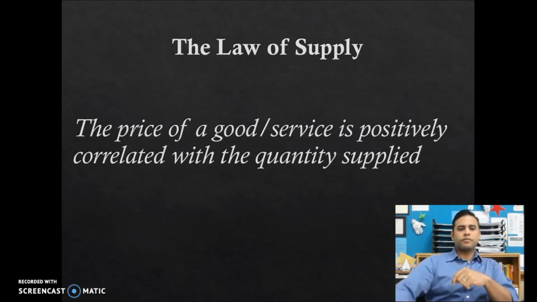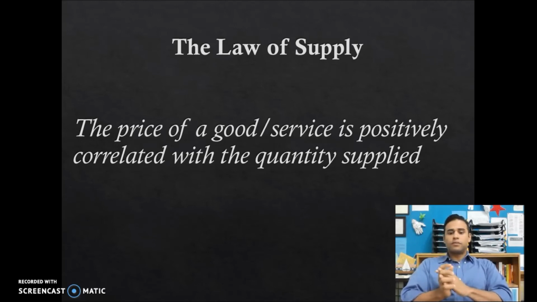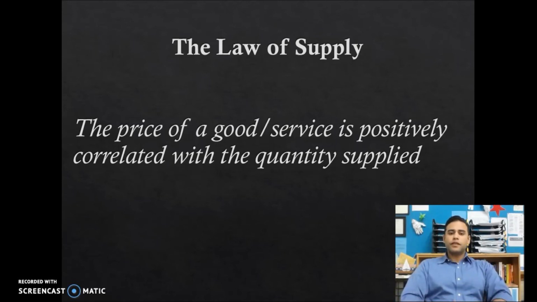So here's the law of supply. The price of a good or service is positively correlated with the quantity supplied. Meaning, if the price goes up, then whoever's supplying that thing is willing to supply a higher quantity of that thing. In this case, in our example that we've been going with the babysitting, your quantity of hours you're willing to babysit goes up, right? And conversely, if the price goes down, the quantity of hours that you're willing to supply babysitting goes down. Okay?